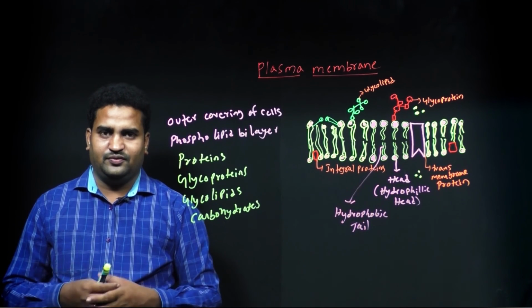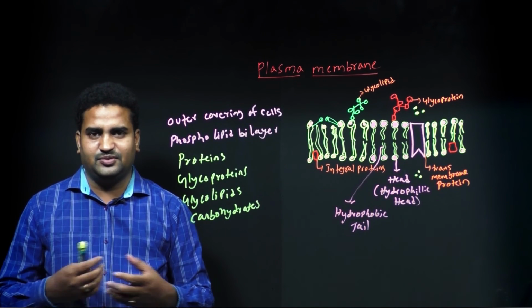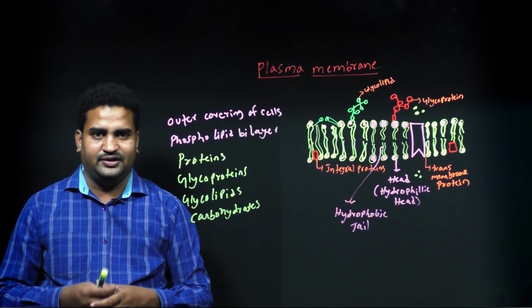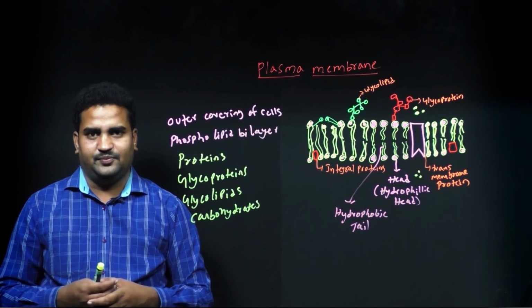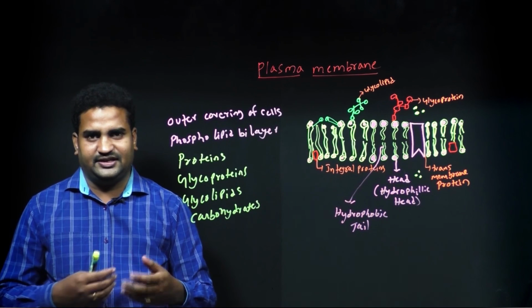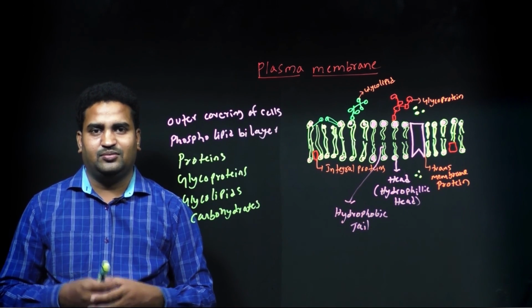The main function of this plasma membrane is to maintain the balance between outside environment and inside the cell by selectively accepting or rejecting the components in and out. So this is all about plasma membrane.